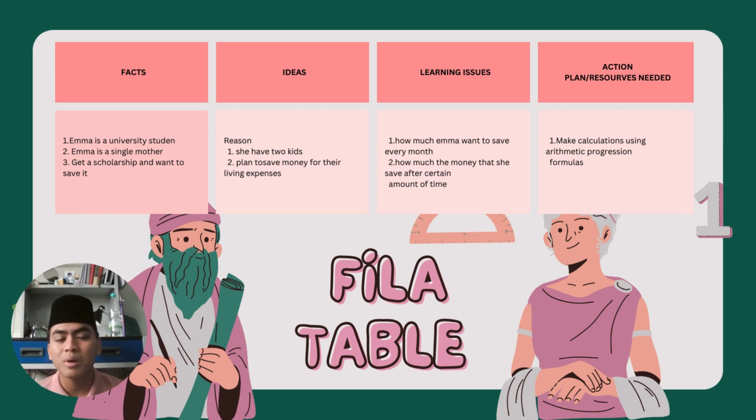Learning issue: how much Emma wants to save every month, and how much money she saves after a certain amount of time, like 1 month or 1 year. The action or plan we need to do is make a calculation using the arithmetic progression formulas.